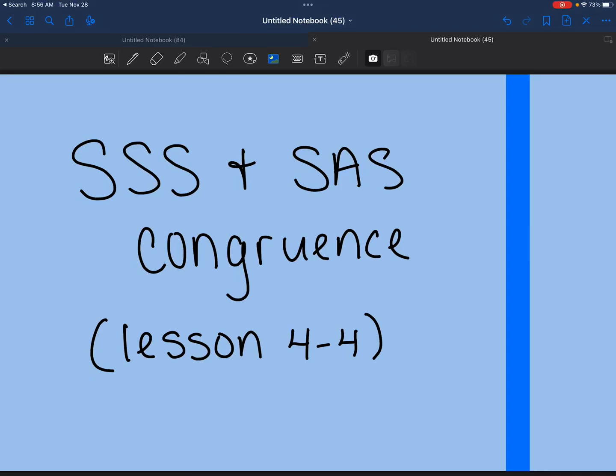Okay, today we're going to go over 4-4, which would be side, side, side, and then side, angle, side congruence. So that's what all of those S's are referring to.